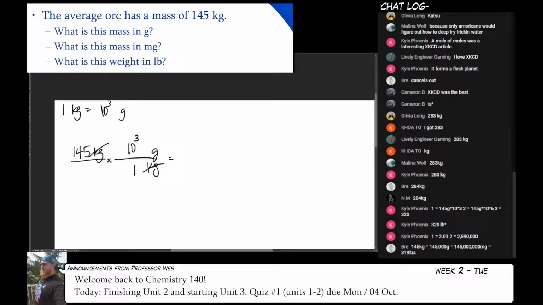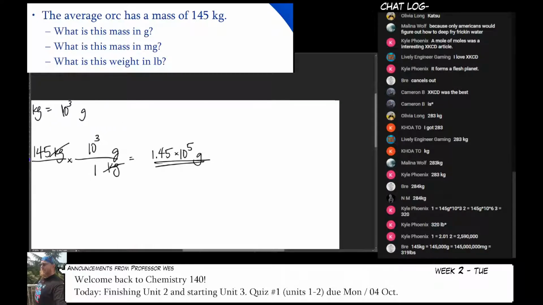Then I would get 145 times 10 to the 3, or if I put it in the calculator and turned it into scientific notation, it would look like this. So there's my mass in grams. Now, if I want to get the mass in milligrams, what I can do is I can just take this number and keep going, right?